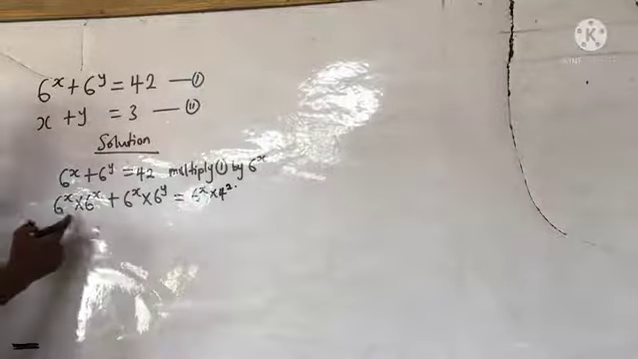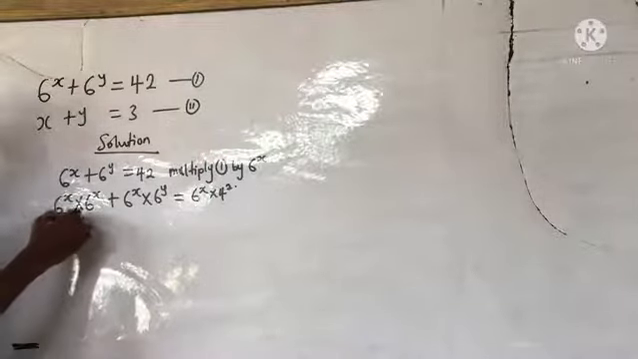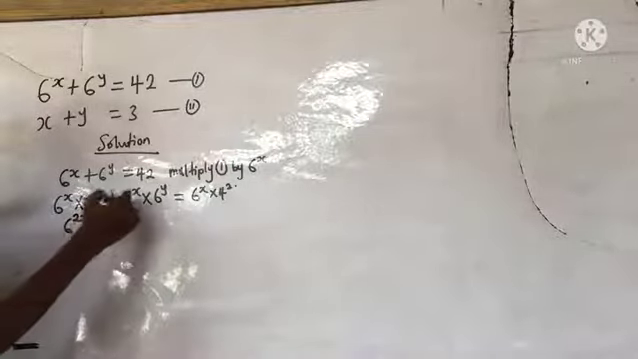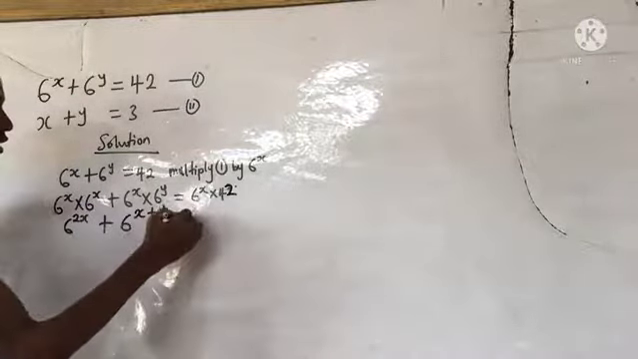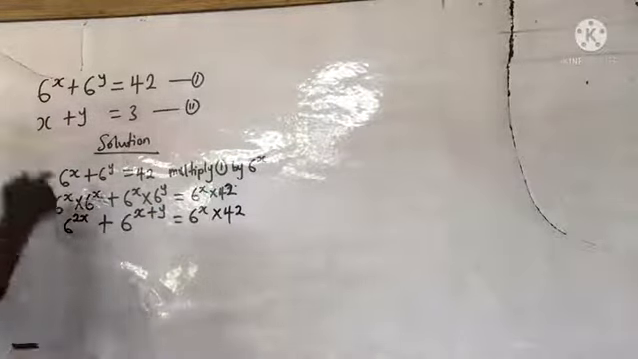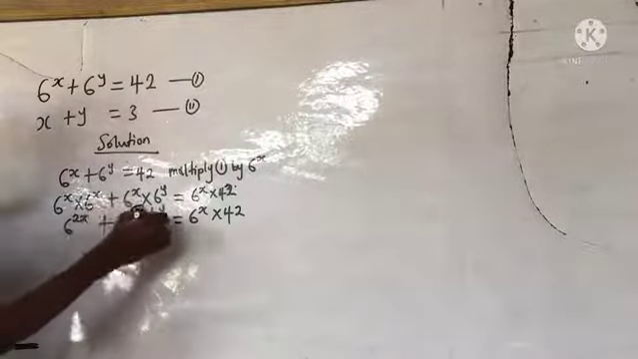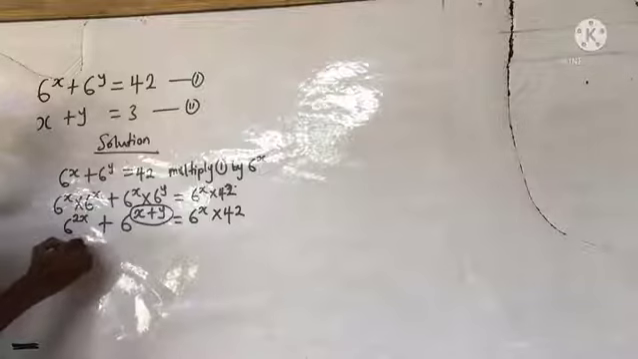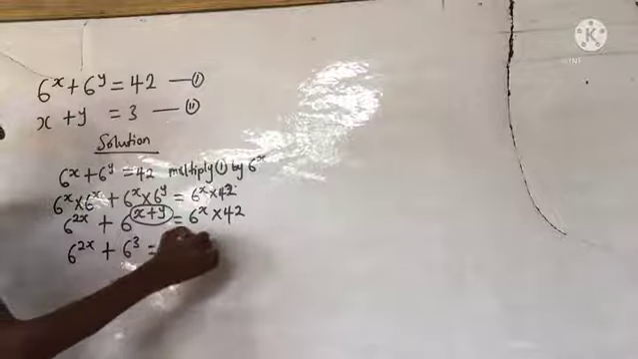To multiply these, they have the same base, so you just pick one base and add the powers together. x plus x gives us 2x. The same applies to the next term: since they have the same base, you pick one and take the sum of the powers, which is x plus y, and we have 6 raised to the power of x multiplied by 42. Now don't forget that from equation 2, x plus y is given to be 3. So whenever you see x plus y here, you represent it with 3. So this is 6 raised to the power of 2x plus 6 raised to the power of 3 is equal to 6 raised to the power of x multiplied by 42.